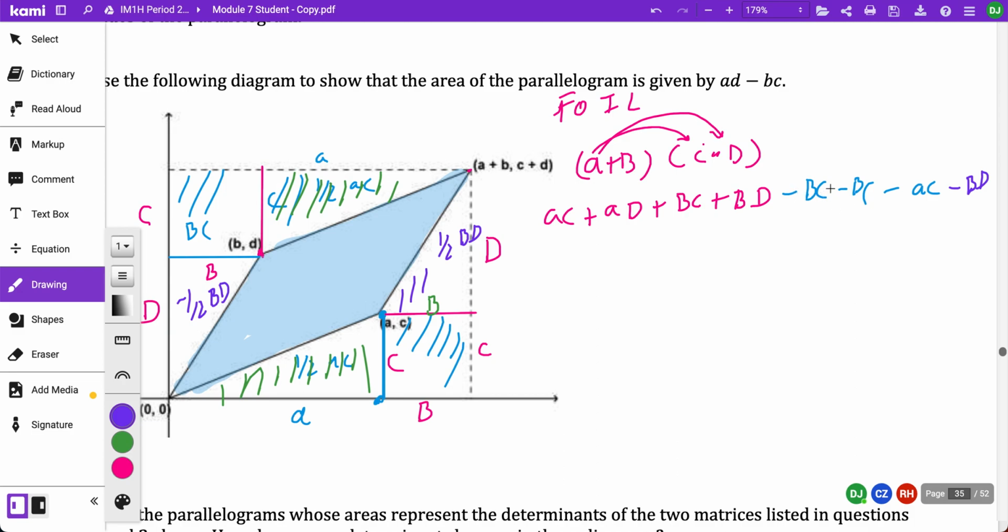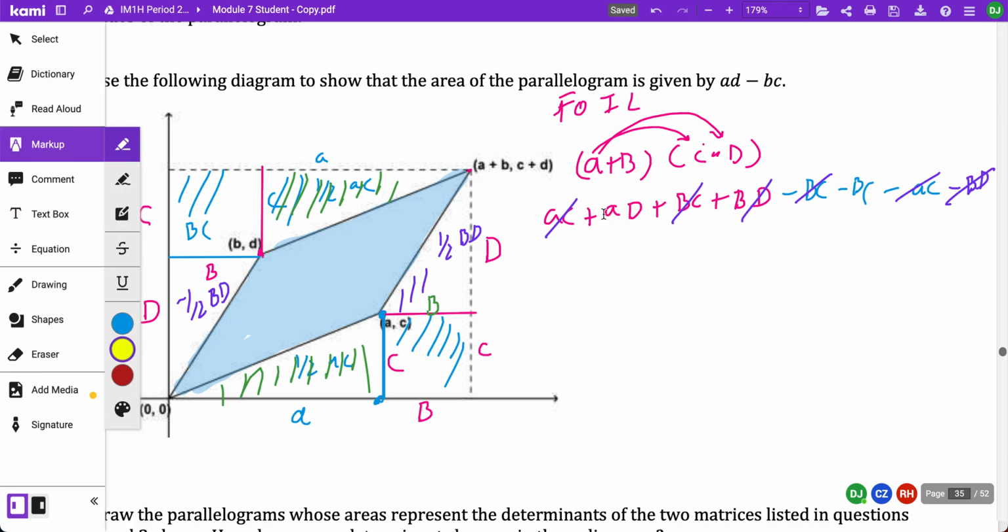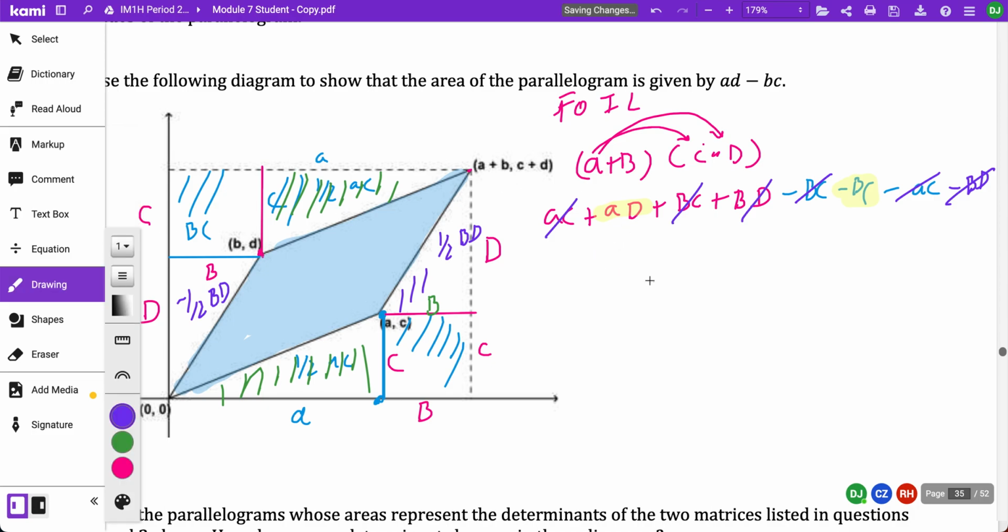So if I took away my BC, let's take away this BC. Let's see, what else can I take away? Oh, here we go. I can take away this BD. And then I have this AC, and I can take it with this AC. So everything is all subtracted except I have AD and minus BC. So that is the area of the parallelogram. It is AD minus BC, which, if you remember, is the determinant.